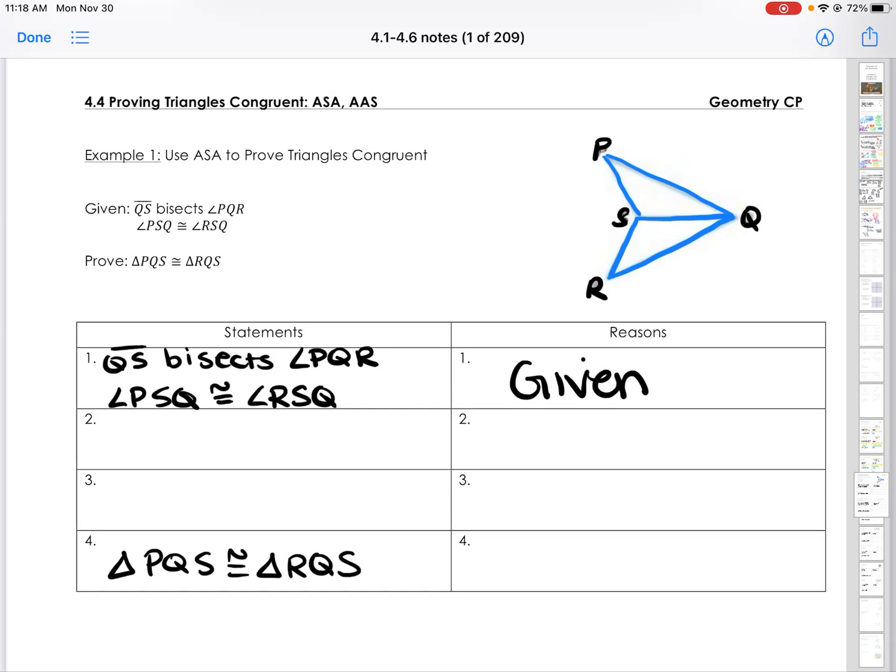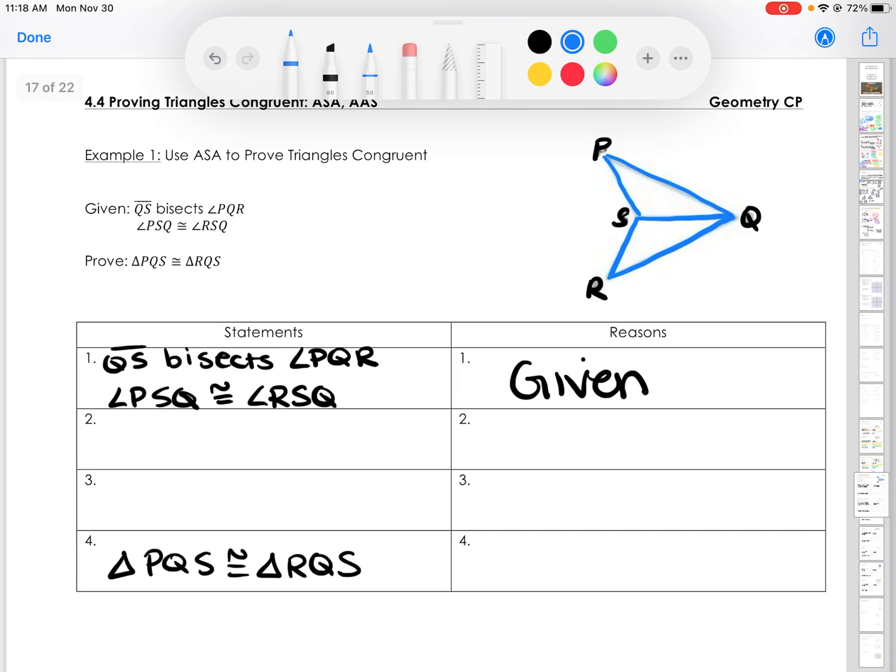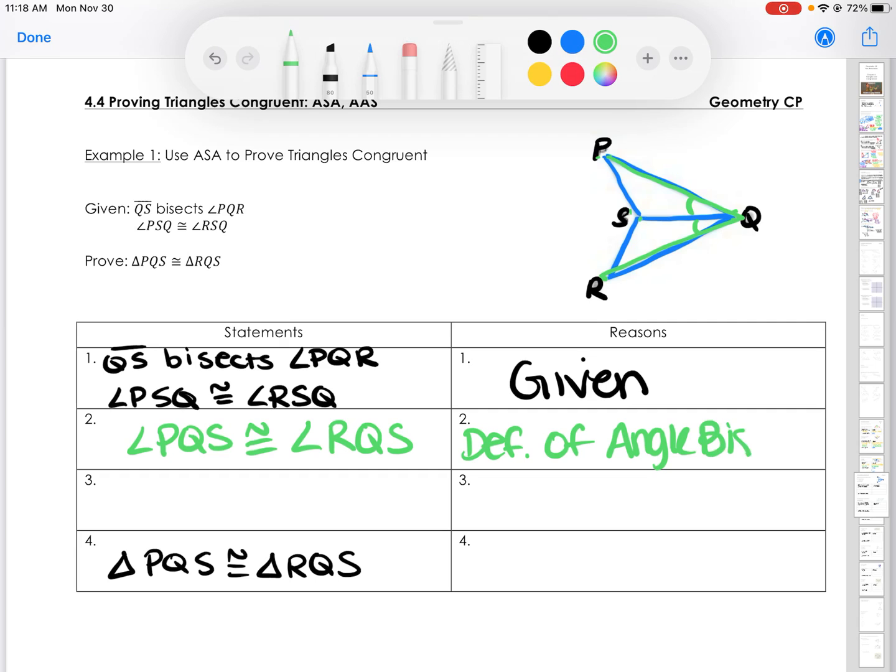Next, let's try using ASA, angle, side, angle. So what we're hoping for is to have two angles and the side in between those angles being congruent. All right, so we are told that QS bisects PQR. So angle PQR is this one. QS is a bisector, which should mean that these two angles are congruent. So angle PQS is going to be congruent to angle RQS. And that's because of an angle bisector. So definition of angle bisector. If you just wrote angle bisector, that's fine as well.